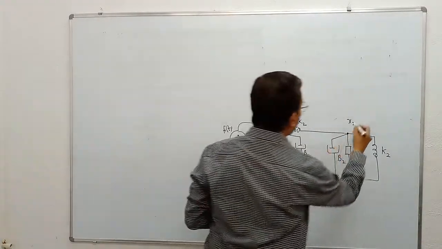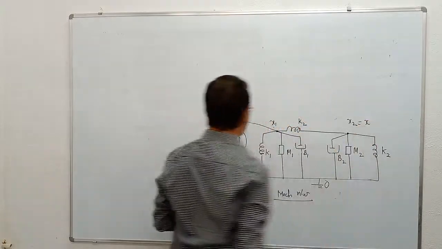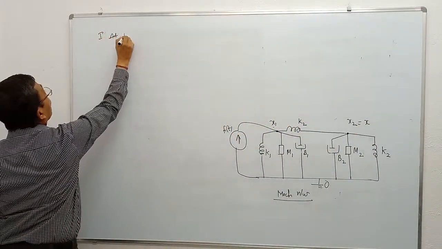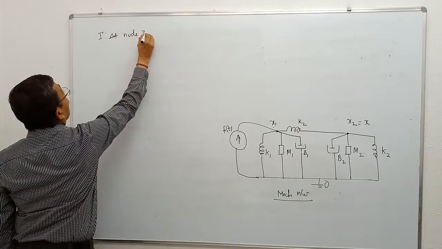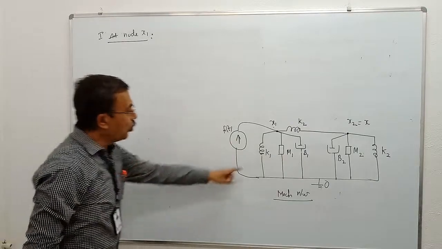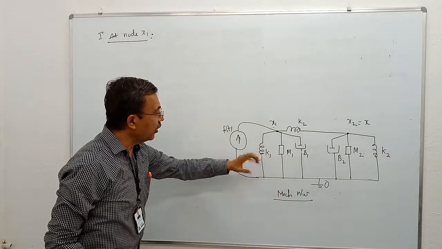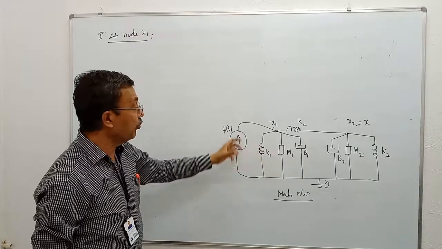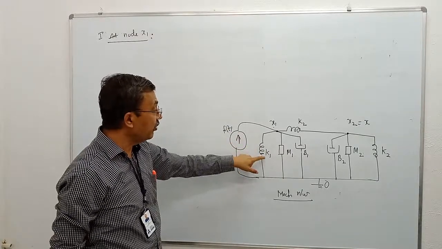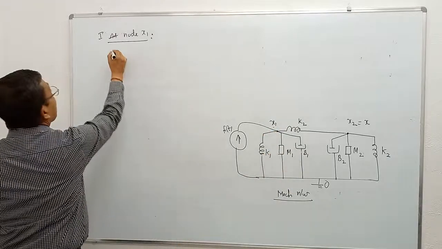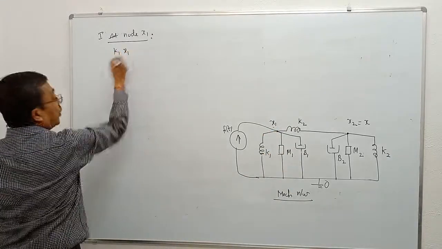X2 is nothing but X. So step 1, at node X1, force in K is what? The force for a spring is K into X. The reactive force for K is K into X. Here K is K1, X is X1 minus 0. So it is K1 into X1.